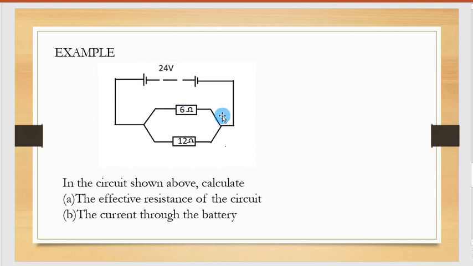We have two resistors connected in parallel. This one is 6 ohms and the other one is 12 ohms. So in the circuit shown above, calculate the effective resistance of the circuit. Take note, the term effective is another way of saying total. So when we say effective, it simply means total resistance. Then B, the current through the battery. Okay, so let us go to our blackboard and do the work.